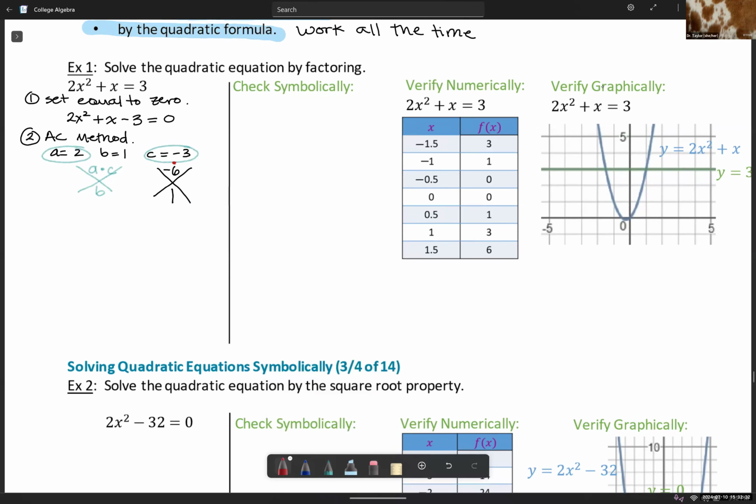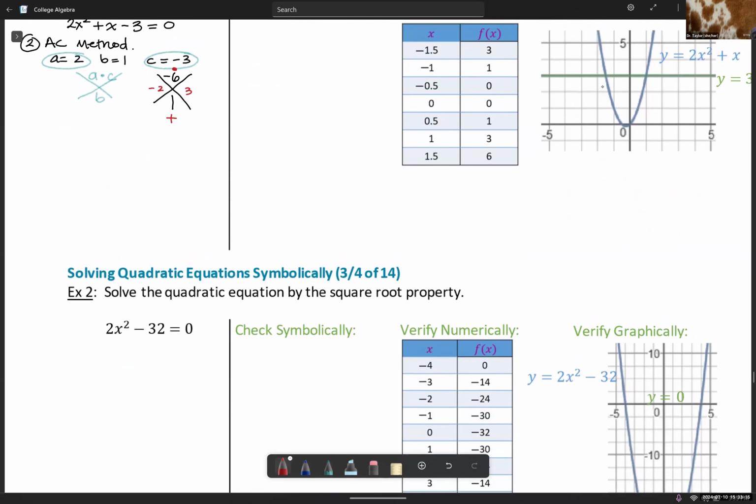We want to look for two numbers that multiply to equal -6, but add to equal 1. Can you think of any numbers off the top of your head that multiply to equal -6, but combine to equal 1? -2 and 3. -2 plus 3 is 1. -2 times 3 is -6. Some people love this part of math. That would be me, because I love multiplying and just figuring things out, and it's so much fun. But if you're like, what? Don't worry about it. Use the quadratic formula, okay?